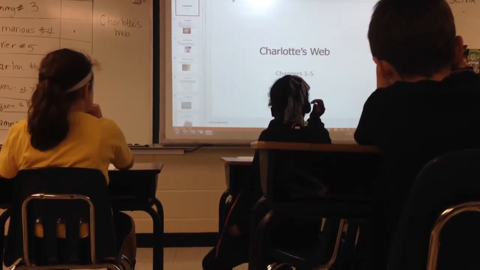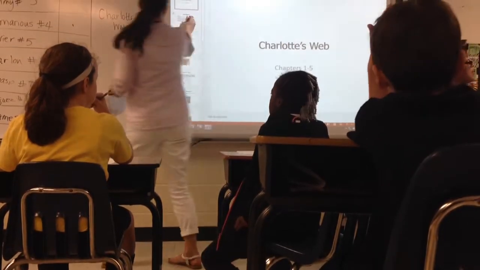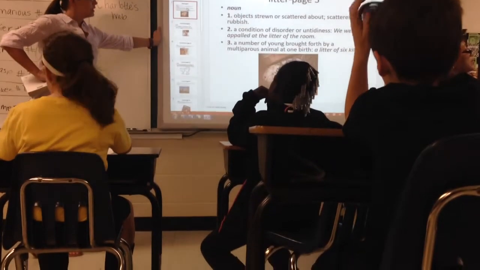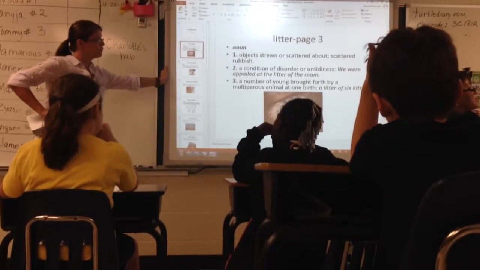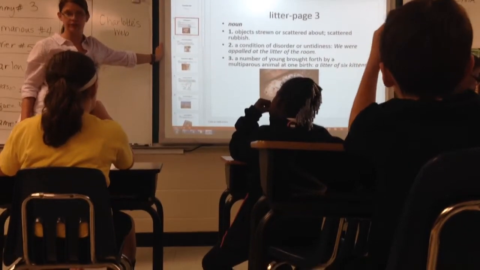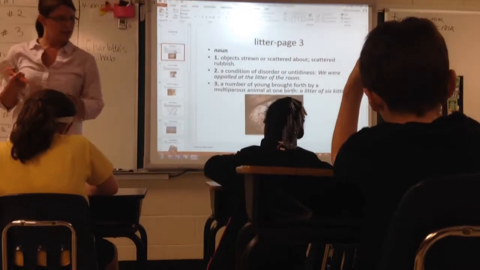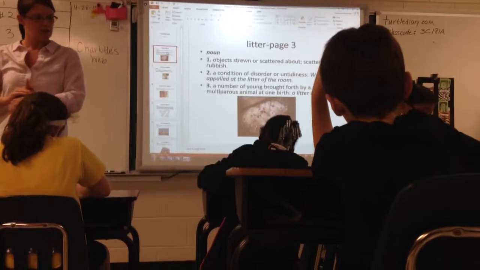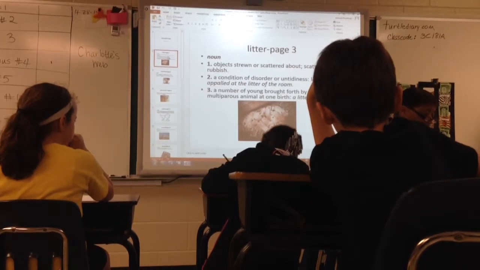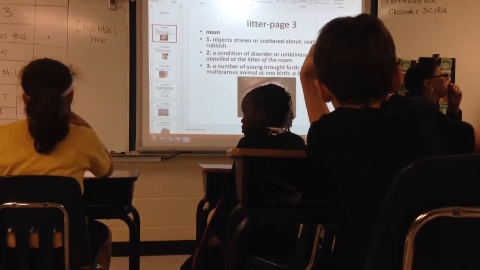Our first word is litter. Litter is a number of young brought forth by an animal at one birth. So cats have a litter. They have up to 6 babies. Pigs have a litter. Let's go ahead and write that word down in the correct box. You can draw a little picture beside it.